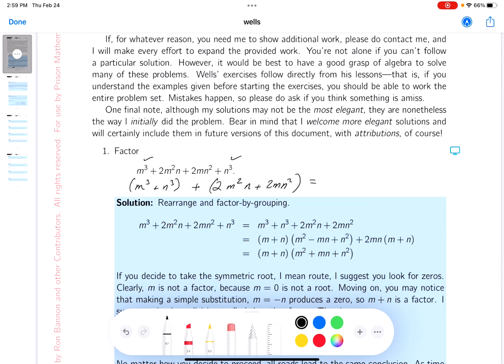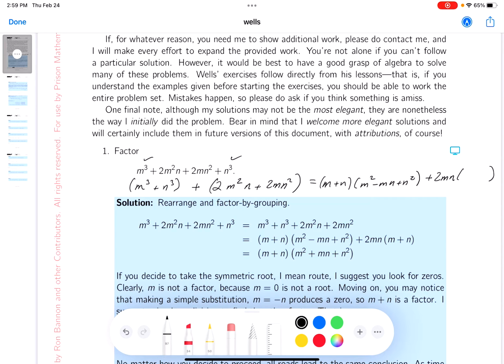The first two is the sum of perfect cubes. That's going to be m plus n, and then you're going to get m squared minus mn plus n squared. And the last two terms that I've grouped together, what comes out from that is 2mn.